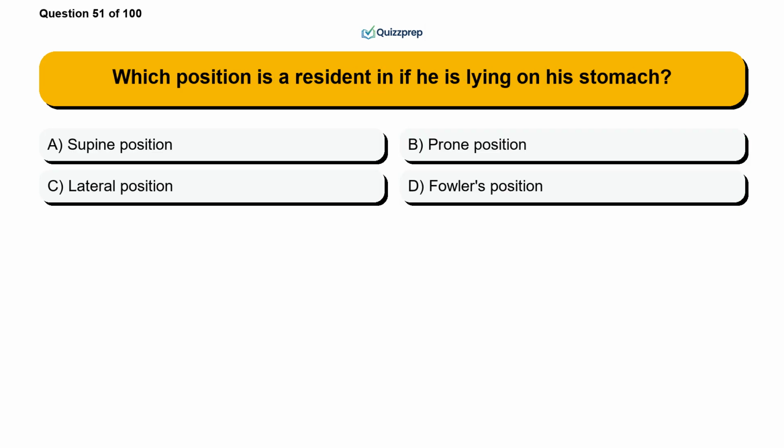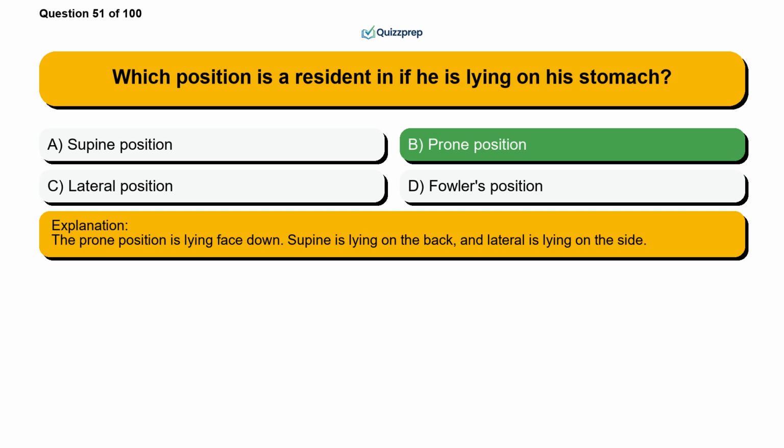Question 51. Which position is a resident in if he is lying on his stomach? Option A. Supine position. Option B. Prone position. Option C. Lateral position. Option D. Fowler's position. The correct answer is option B. Prone position. The prone position is lying face down, supine is lying on the back, and lateral is lying on the side.